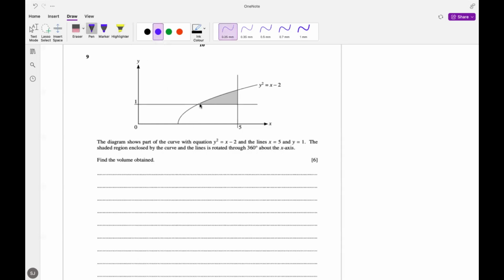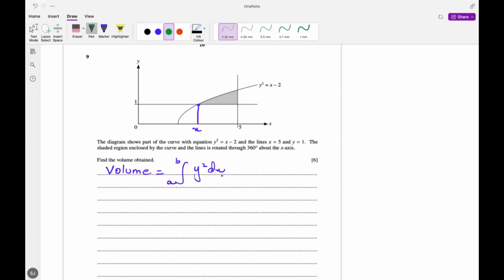Now to find the volume obtained, first we need the point of intersection of the line y equals 1 and the curve. Once we have this point of intersection, we can use the limits 5 and this x coordinate to find the volume obtained under the curve, and then we'll find the volume obtained under the line and subtract these two to find the volume of the shaded region. So the volume formula is the integral of y squared dx with the upper limit and the lower limit.